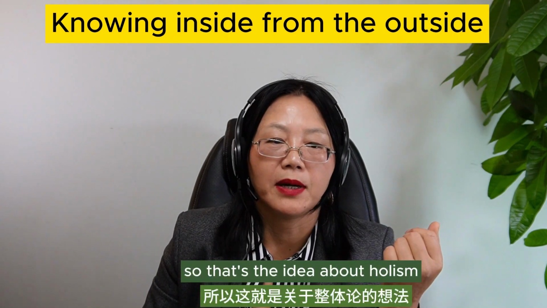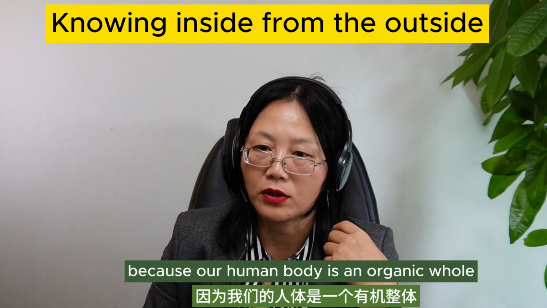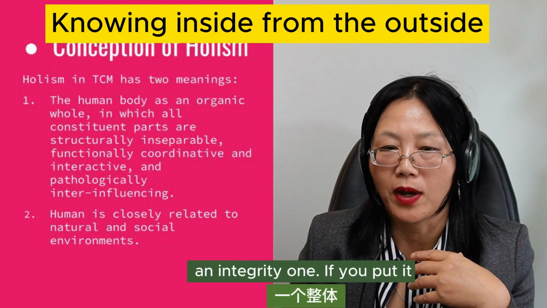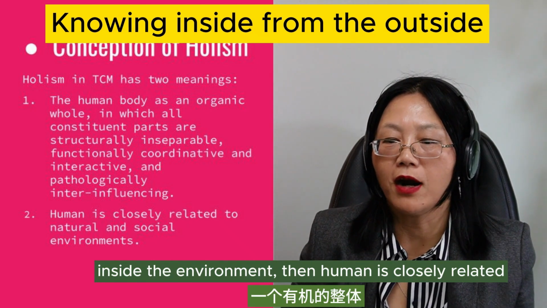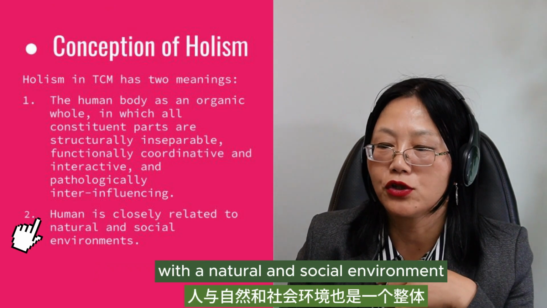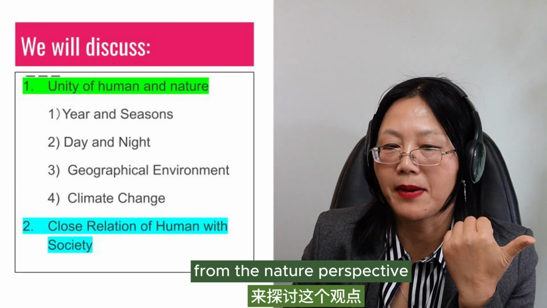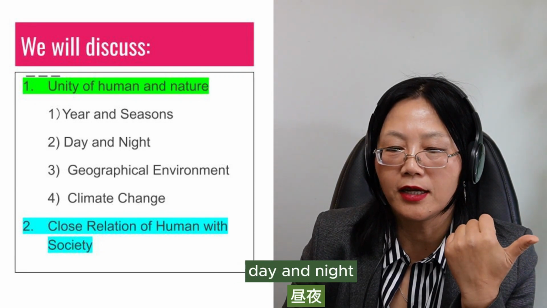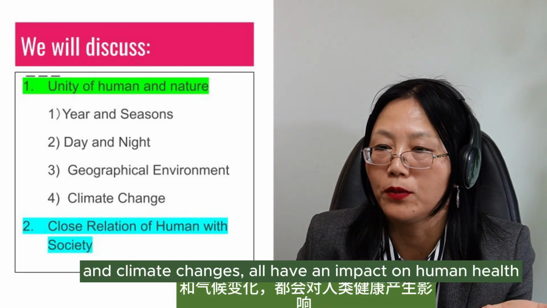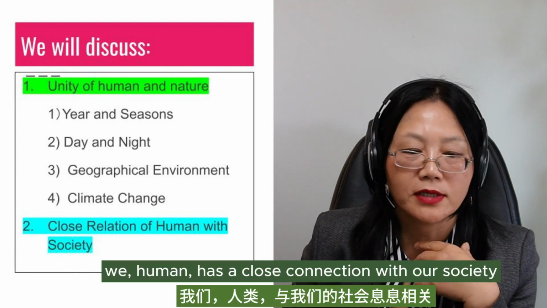That's the idea about holism, because our human body is an organic, integrated whole. Human is not just by itself, it's an integrated one. If you put it inside the environment, then the human is closely related with the natural and social environment. We're going to talk about, from the nature perspective, years, seasons, day and night, geographical environment, and climate change, all of which have an impact on human health. And of course, we humans have a close connection with our society.